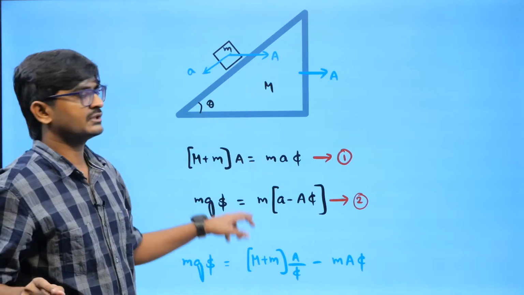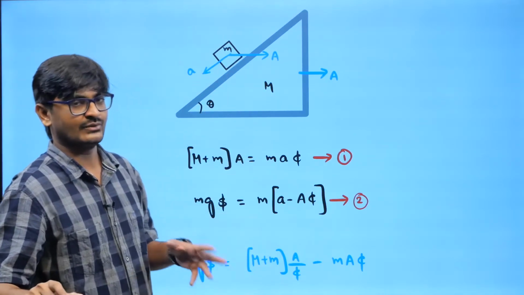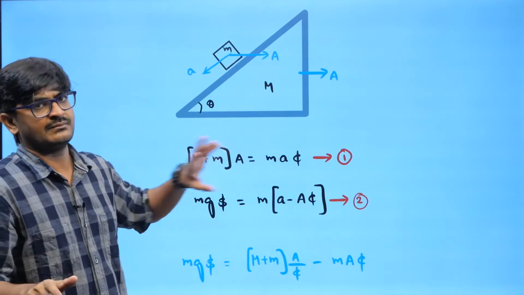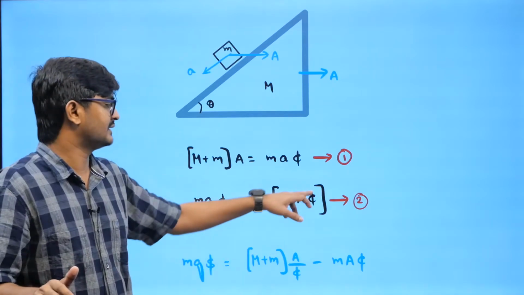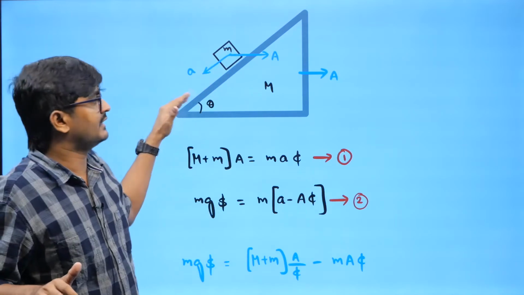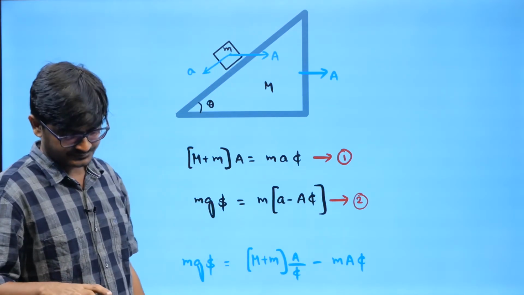Now these are the two equations. Solving them is in your hands. But try to understand these two equations. What is this equation? The center of mass is not moving in the horizontal direction. What is this equation? F equal to ma for the block along the incline with respect to ground.